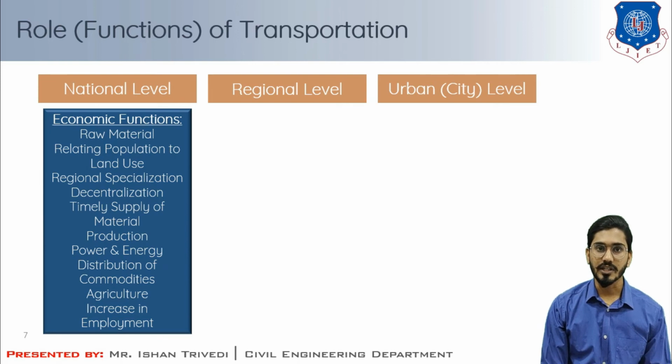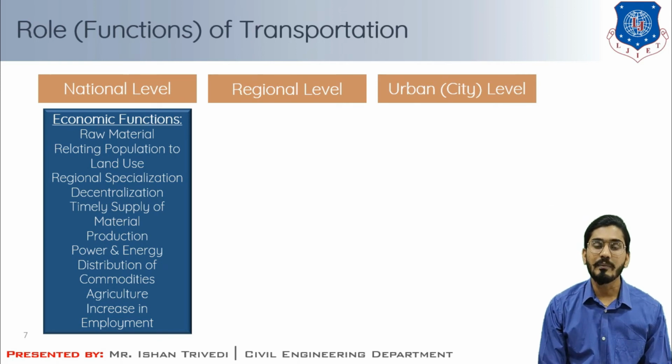Next is production. Efficiency and sufficiency of transportation lowers the cost of production and reduces the selling price. Due to the lower prices, the demand increases and more production is required.